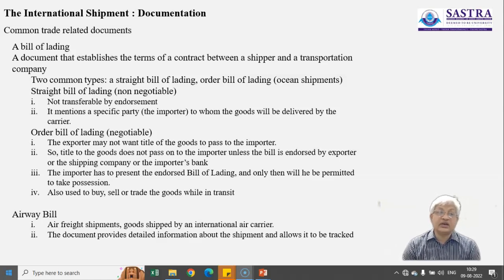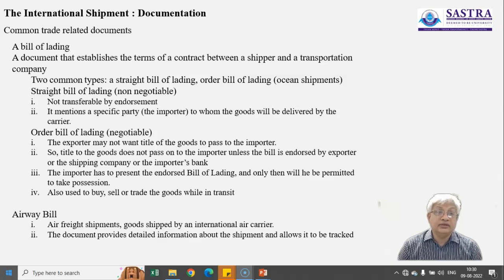So, these are two different types of bill of lading, and now we will discuss what an airway bill is. Just like the sea shipment, for air shipments, goods sent through aircraft, cargo airlines or even commercial airlines issue an airway bill. Air freight shipments are goods shipped through international air carriers. It's a document that provides detailed information about the shipment and allows it to be tracked.